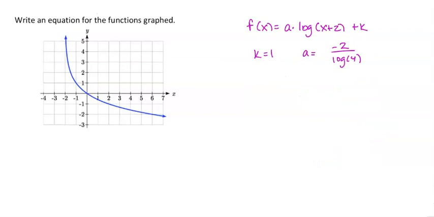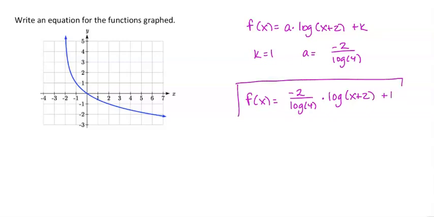Here's what we have found so far. If we were to plug in both of these values, our k and our a, our function would become f of x is equal to -2 over the log of 4 times the log of (x plus 2) plus 1. And this is an exact representation of our function. If we were to graph this, it would match that given graph exactly.